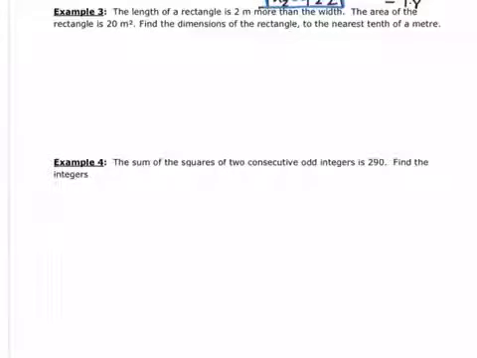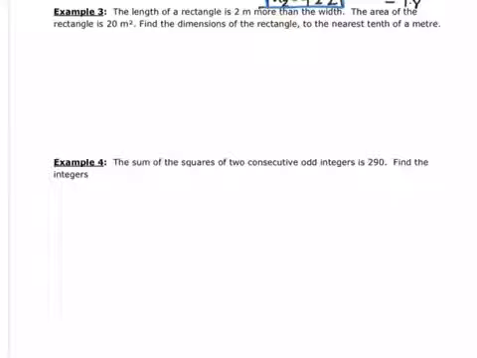Let's go on and do the next example. So example number 3, if you quickly skim it, there's actually no equation given. So we have to make the equation ourselves. It said the length of a rectangle is 2 meters more than the width, and the area of the rectangle is 20 meters squared. Find the dimensions. Okay, so first go with the information that you're given.